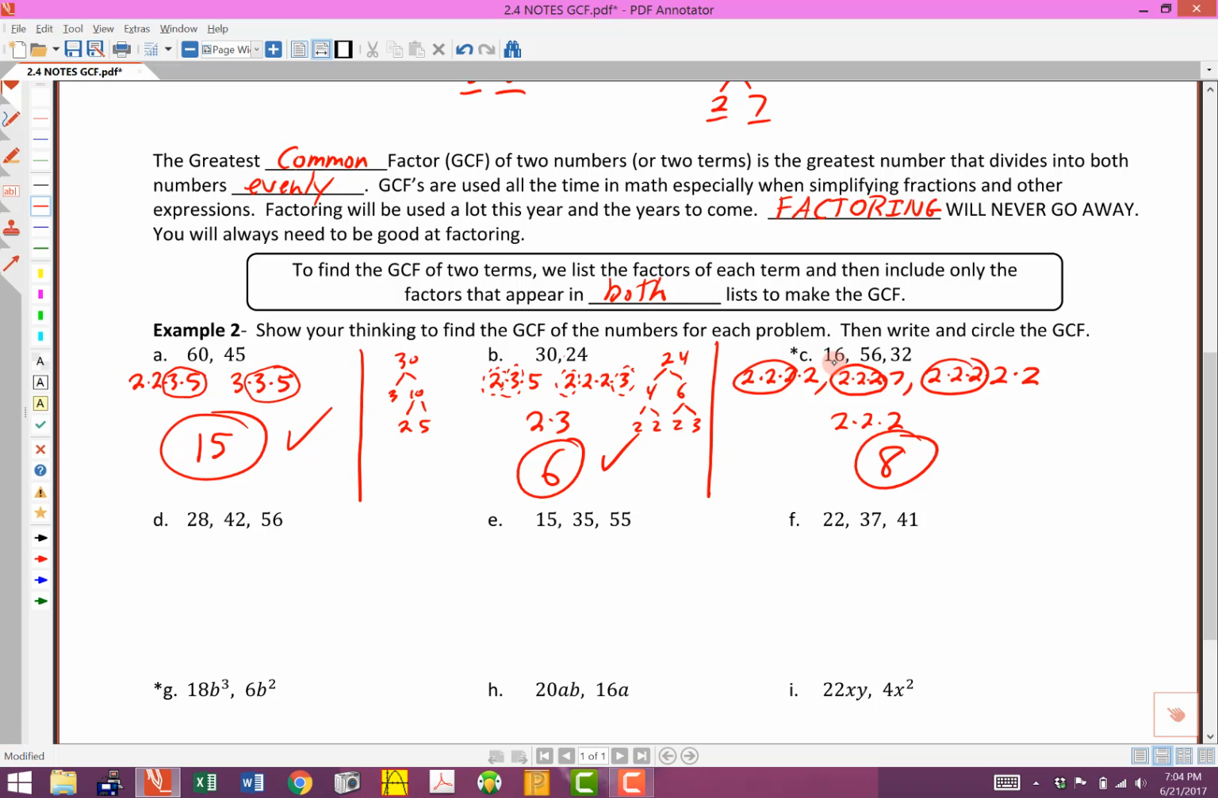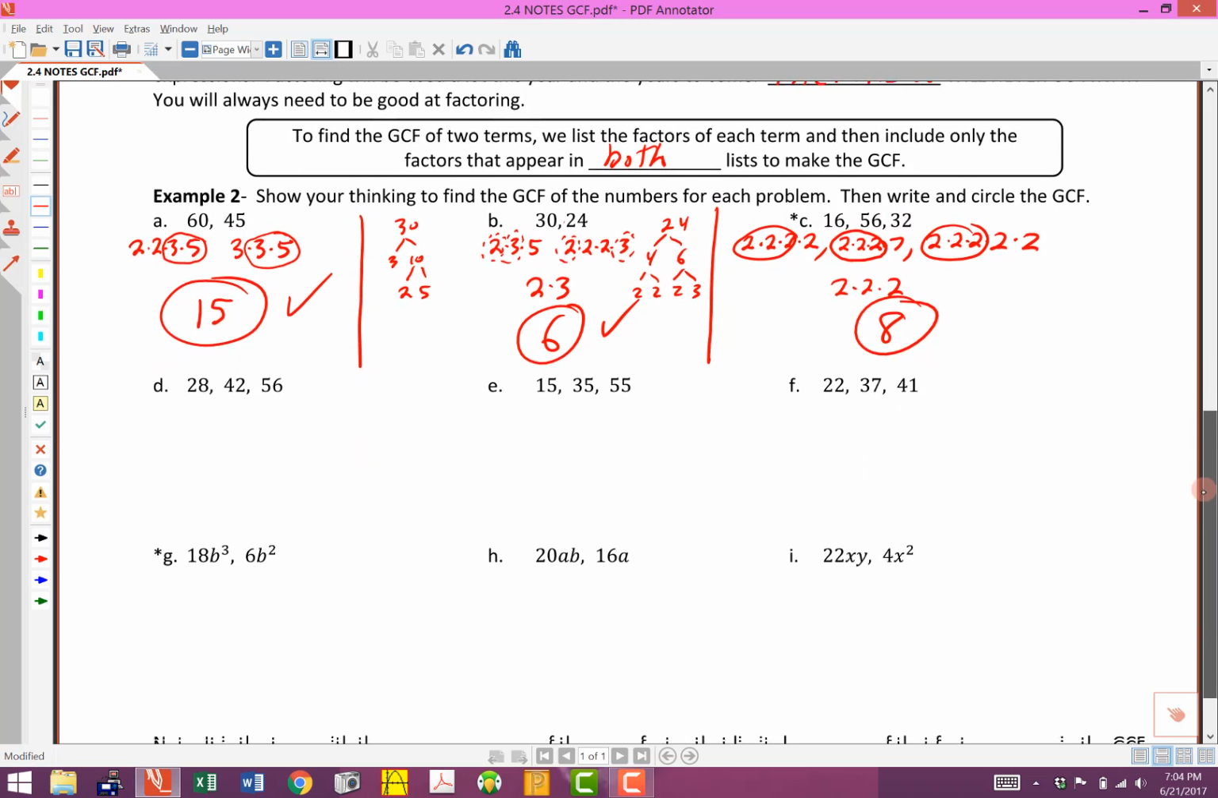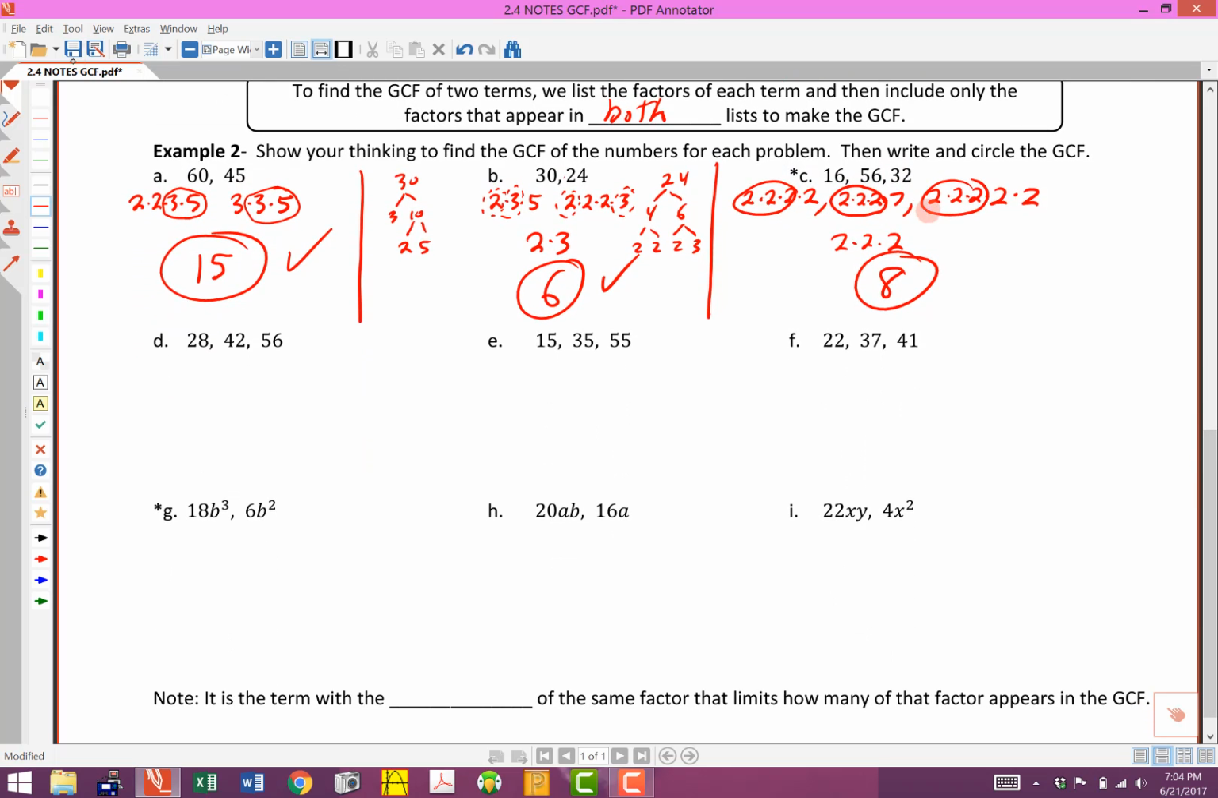Now, if you can look at these numbers and say, gosh, the biggest number that goes into 16 and 56 and 32 would be 8, if you can figure that out from scratch, that's totally okay. I'm fine with that. But again, if you need to use a factor tree and list them out like that, that's just fine. So let's take a look at this one right here.